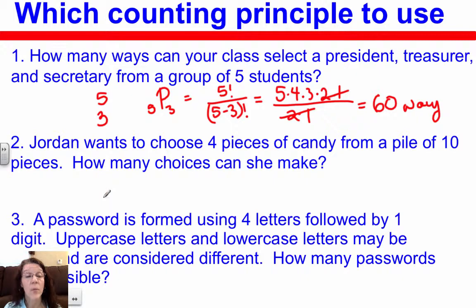Okay, look at problem number 2. Jordan wants to choose 4 pieces of candy from a pile of 10 pieces. How many choices can she make? Is this a fundamental counting principle? Is it a permutation? Does the order matter? Is it a combination? The order doesn't matter. Try what you think, pause it, and see.